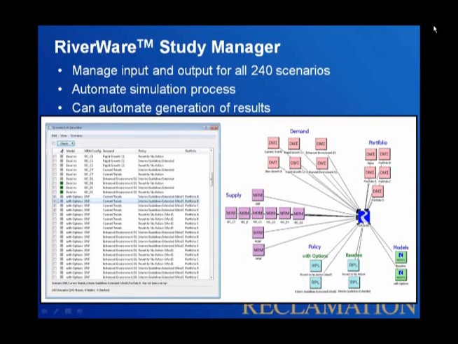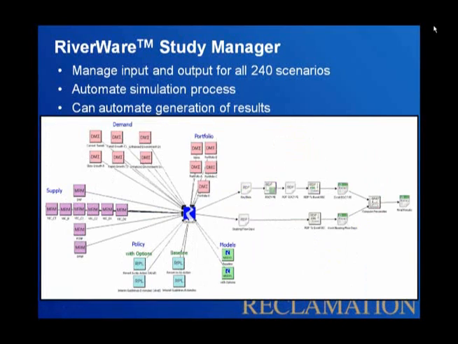And so here's a figure of the study manager and all of our different inputs into CRSS. You can see the different supplies and demands and portfolios. The study manager then combines all of these different scenarios, and the left part of the graphic shows all the combinations and allows us to select which of those simulations we want to run. The study manager can also automate the generation of results, so when you move from the input into CRSS to the output, as shown in this figure, it can automate the generation of different output in Excel workbooks.